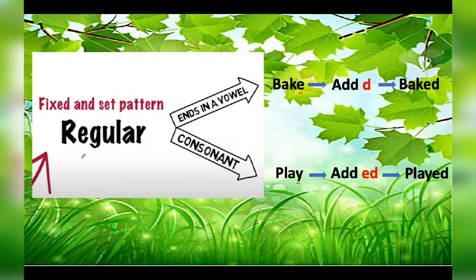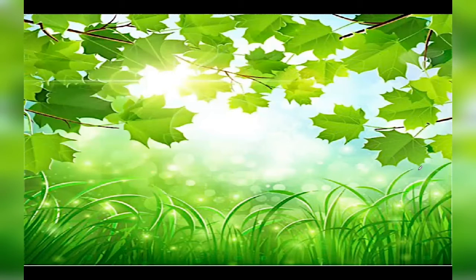The regular verbs have fixed and set patterns. ठीक है, उनको change करने के लिए एक fixed pattern है. The verbs that end in a vowel, उनमें हमें सिर्फ D add करना होता है. And for the verbs that end in a consonant, we just add ED to them. और वो उसकी second forms बन जाती है. Got it? Let's move towards a few examples.